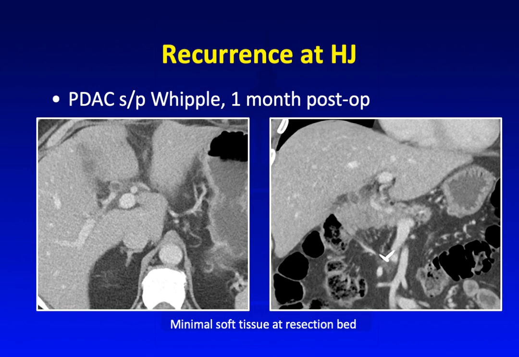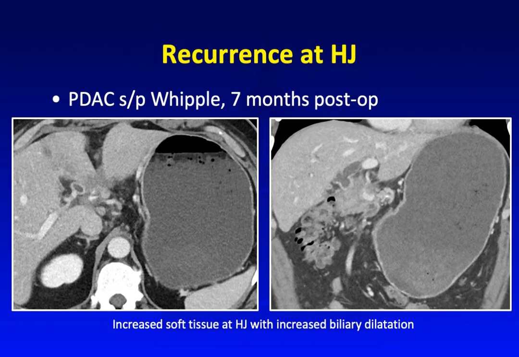This is another patient who had later on recurrent disease. So this is the first initial 1-month post-op exam after Whipple. I would say it looks pretty good. Everything looks pretty clean. And this is the HJ here. So minimal soft tissue at the resection bed. So things look pretty good. Unfortunately for the patient, on the 7-month post-op exam, you see that there's more soft tissue centered at the hepatojejunostomy, more biliary dilatation compared to the baseline exam, and this is due to recurrence at the HJ.